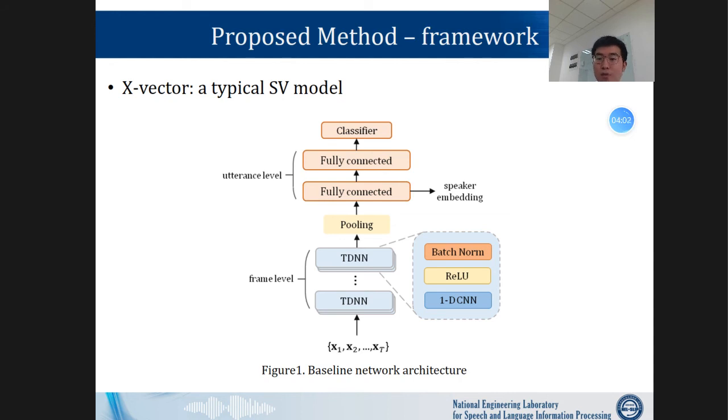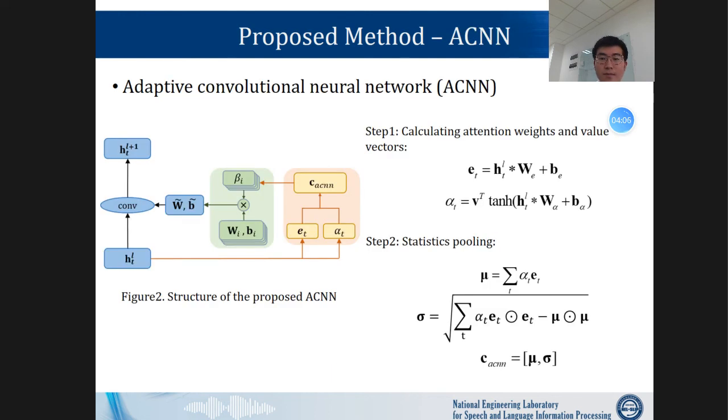A pooling layer and several fully connected layers follow to get low-dimensional speaker embeddings in the utterance-level part. Next, we will introduce our proposed methods. First, we will introduce the adaptive convolutional neural network. Figure 2 shows the overall architecture of our ACNN.